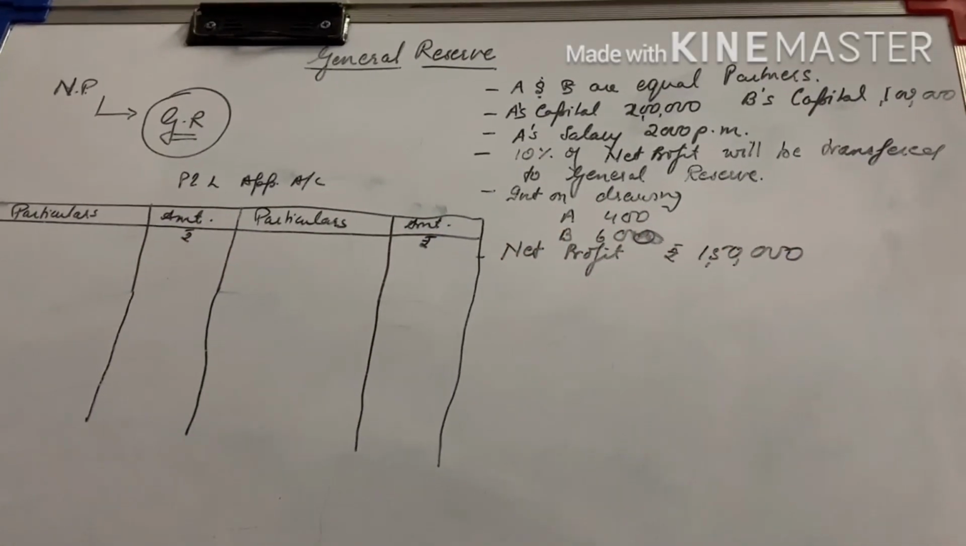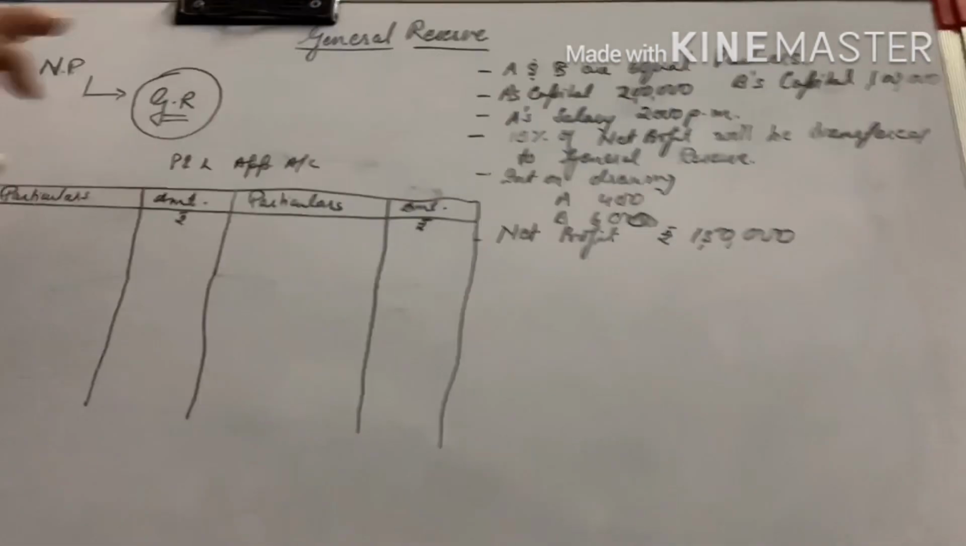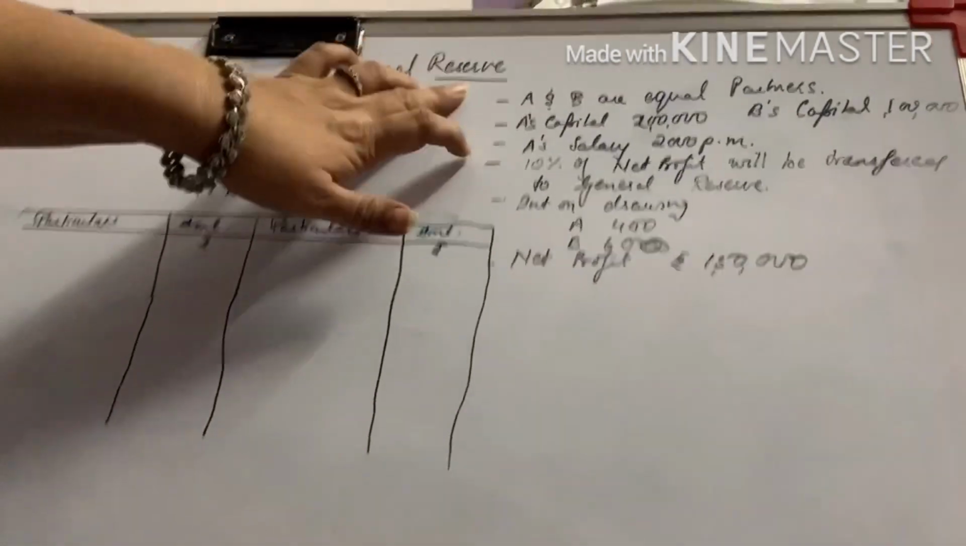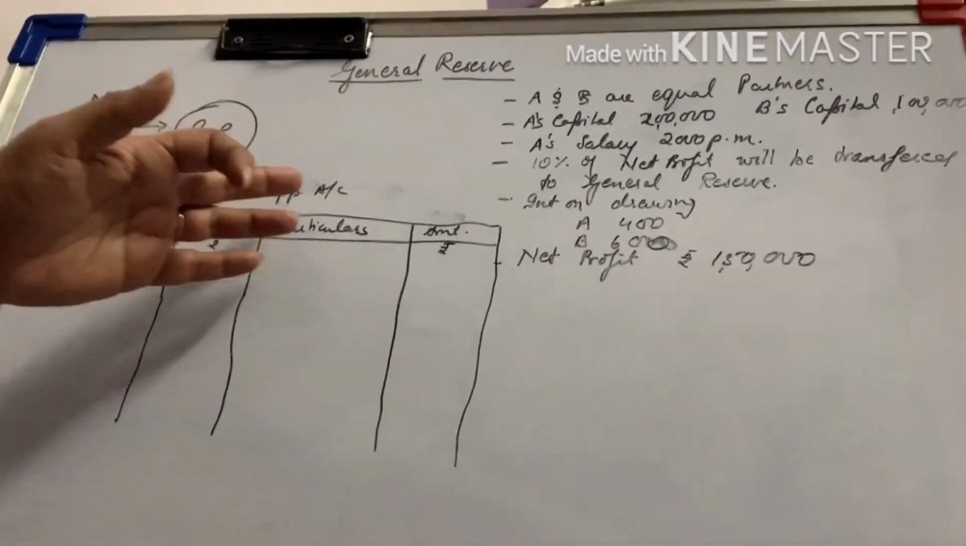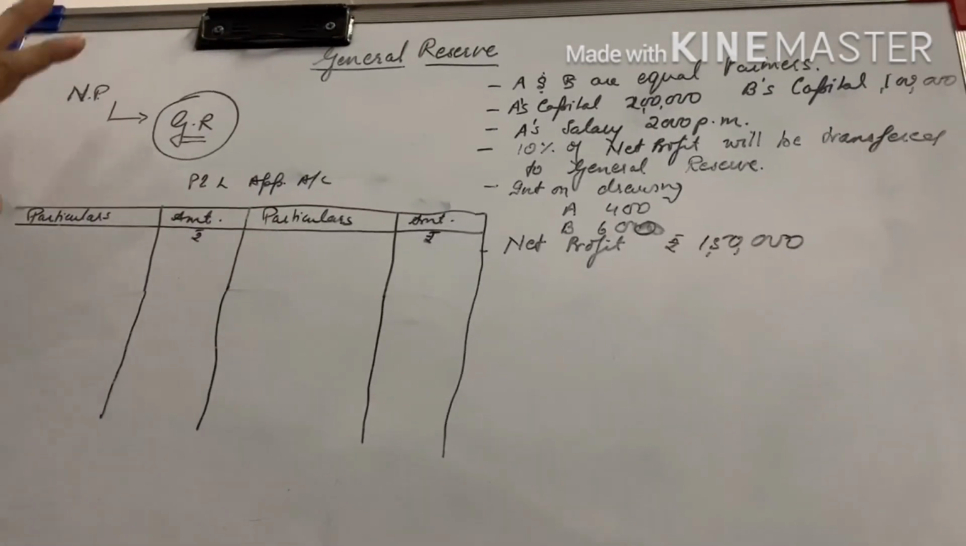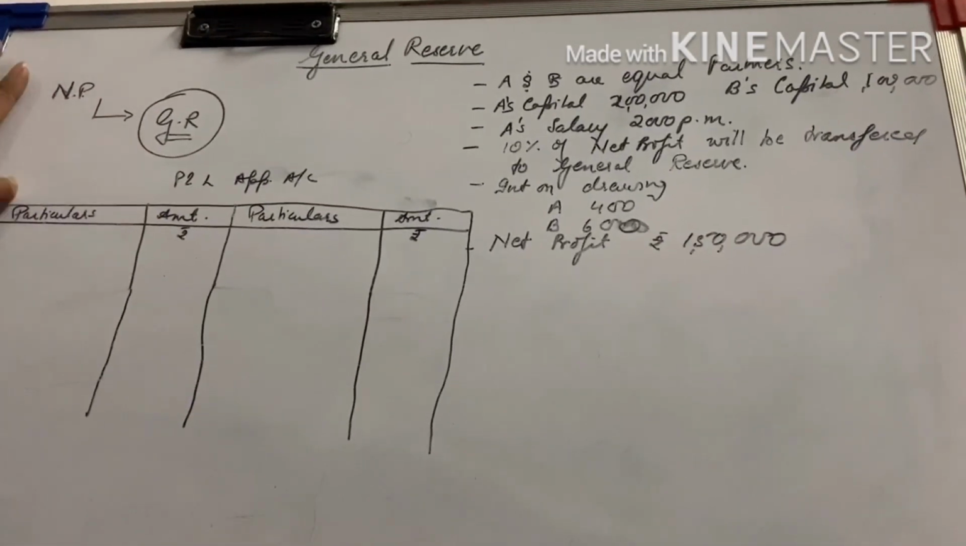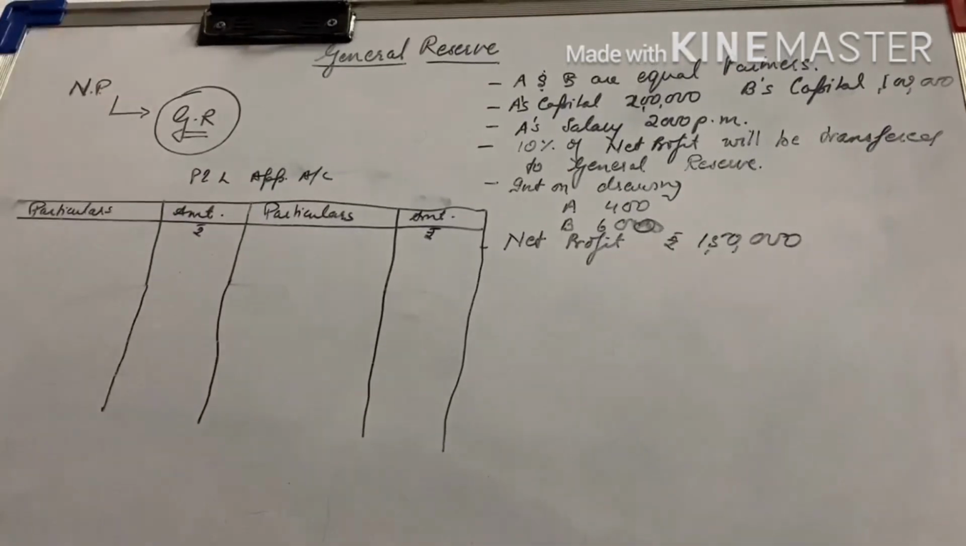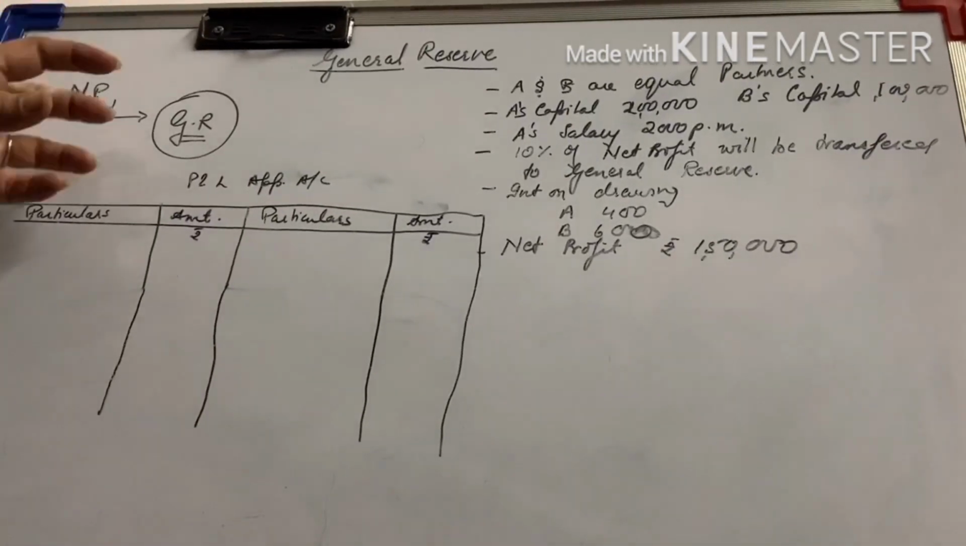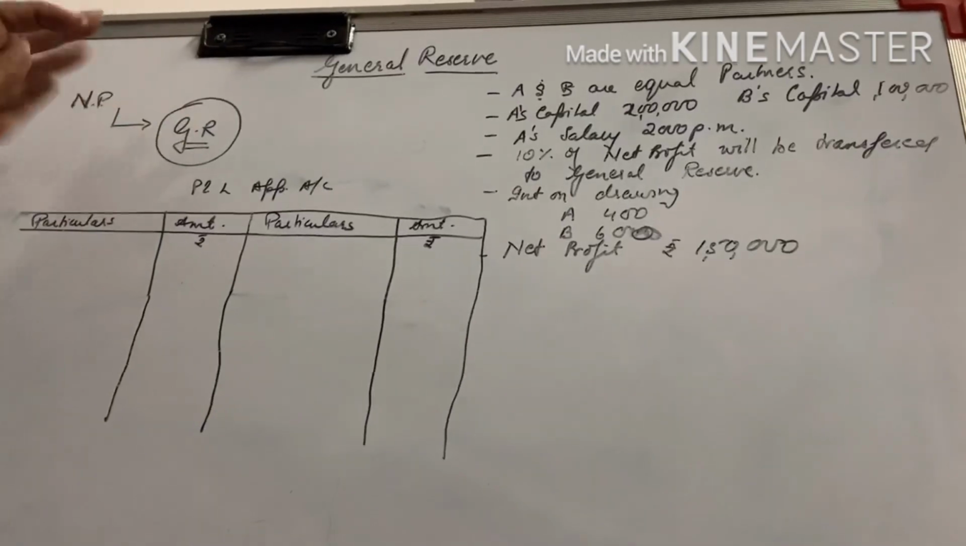Hello everyone. Today we are going to understand the provision of general reserve in PL appropriation account. First, a quick revision. What is general reserve? We have already done it in class 11, but today I'll just give a quick revision. General reserve is a little amount of money which is kept aside from net profit.